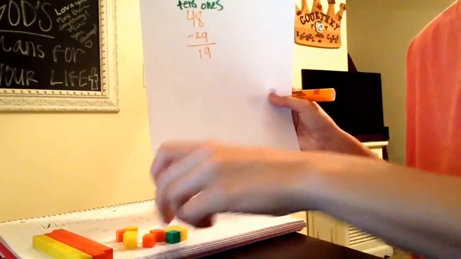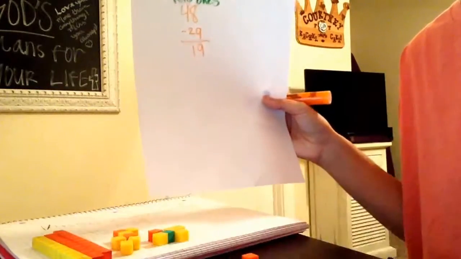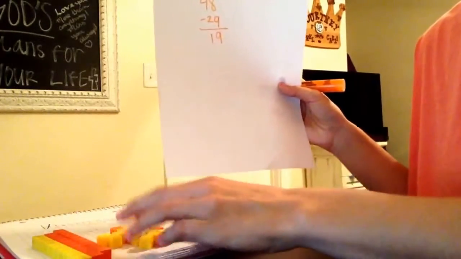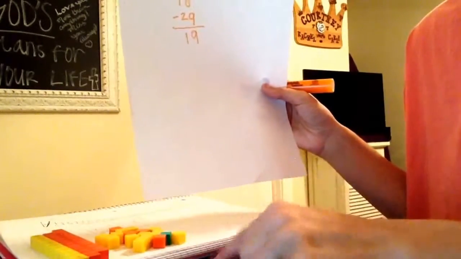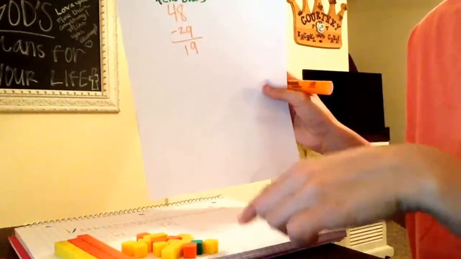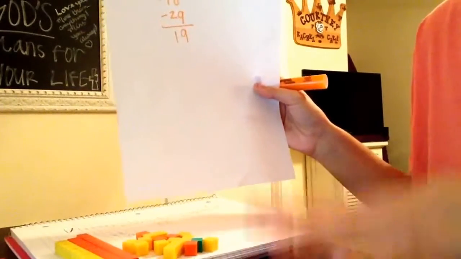So I'm going to go 2, 4, 6, 8, 10. So I had 8 to begin with, and I just added 10 more. How many single unit cubes do I have right now? I have 18 lined up. So now what I'm going to do is take away the bottom number. So I look at the ones place, and I see I need to take away 9 ones.